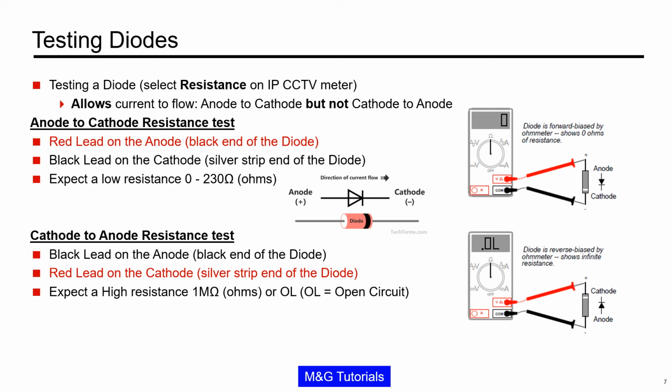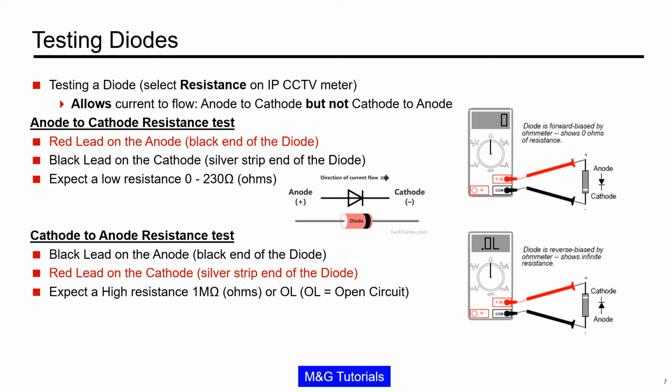First test is to test the anode to the cathode resistance test. Place the red lead on the anode. This is the black end of the diode. Put the black lead on the cathode, the silver strip end of the diode. Expect a very low resistance, 0 to 230 ohms.